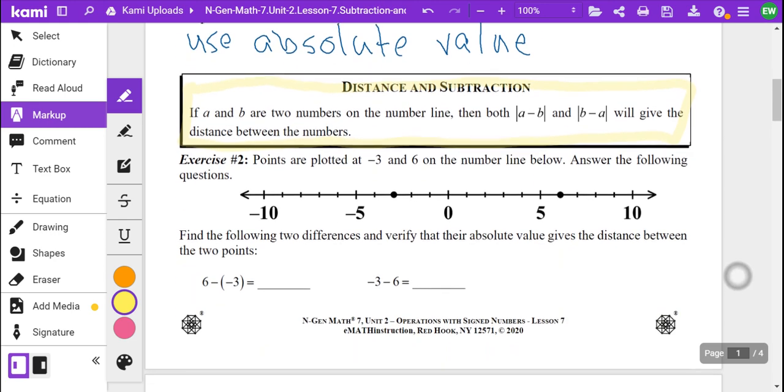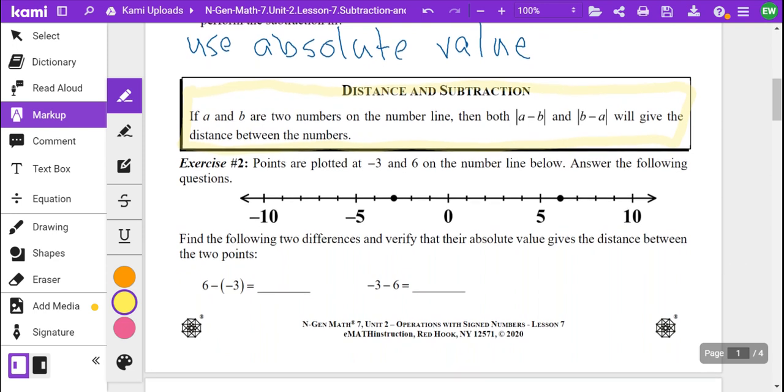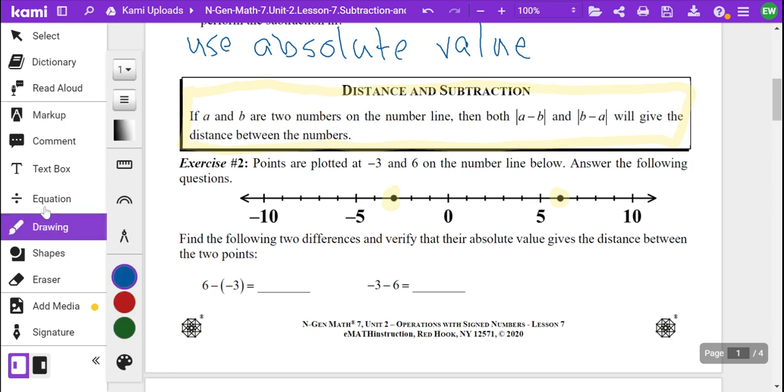Okay, so let's try one. Points are plotted at -3 right here and +6 right here. Answer the following questions. Okay, so I want you to go ahead and evaluate both of these equations, 6 minus -3 and -3 minus 6, to find out the distance. And what I want you to do to both of these problems before you solve them is go ahead and throw those absolute value signs on the outside there. Okay, go ahead and try those.